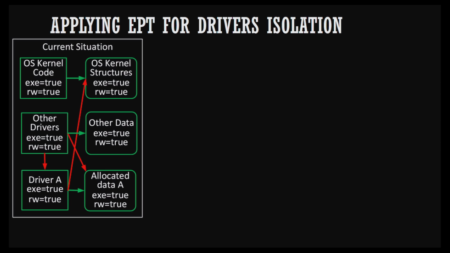We have 3 illegal access attempts. Driver A modifies the OS internal structures, for example, to escalate privileges or to do something more. Other drivers read the memory of driver A, for example, to dump this driver for reverse engineering purposes. And finally, other drivers try to overwrite its allocated data, for example, to steal something or to attack this data. As you remember, all drivers share the same memory space, so all these illegal access attempts are uncontrolled.